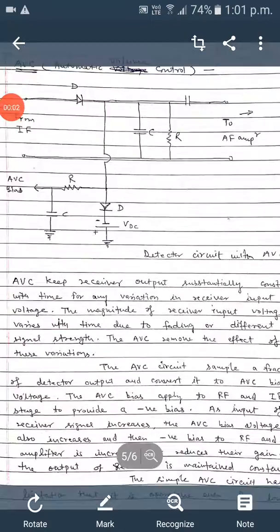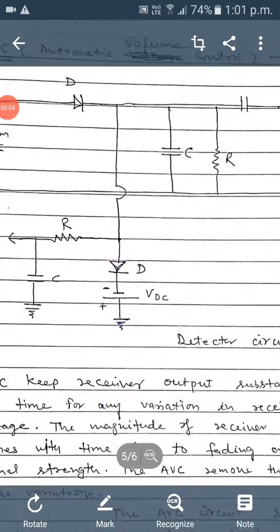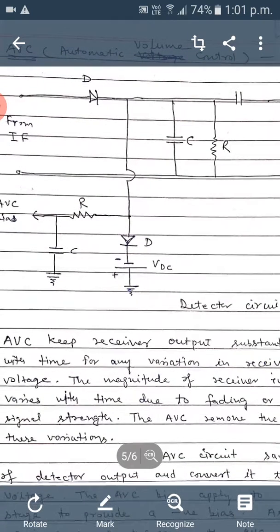This circuit is basically automatic volume control. It is used to maintain the magnitude of the output of the receivers, so that's why it is used.